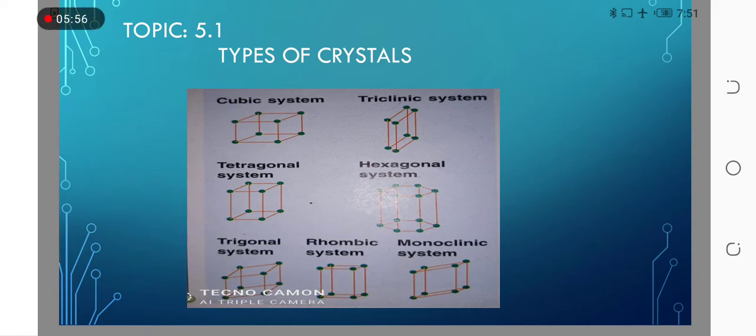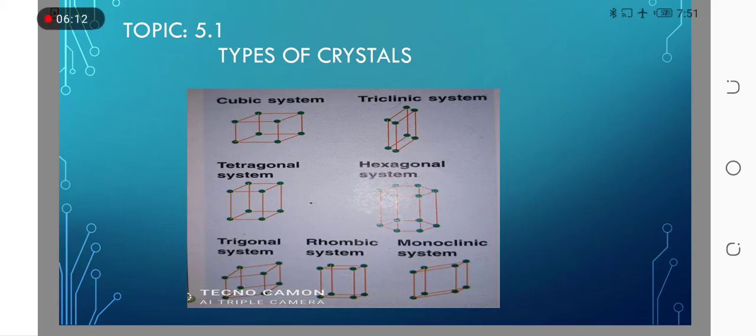Now come towards the monoclinic system. Monoclinic systems also contain unequal lengths that are inclined to each other at some angle.